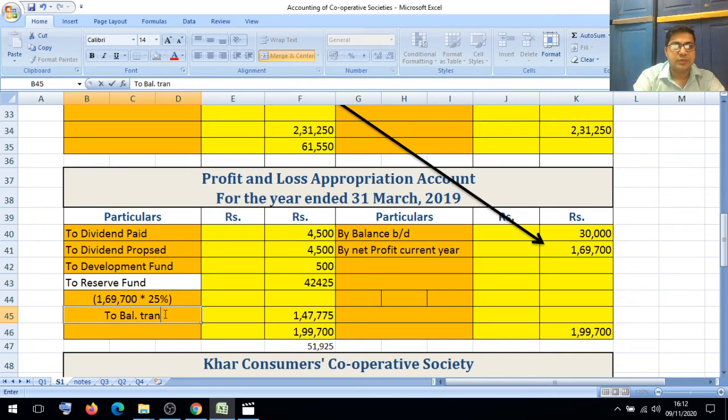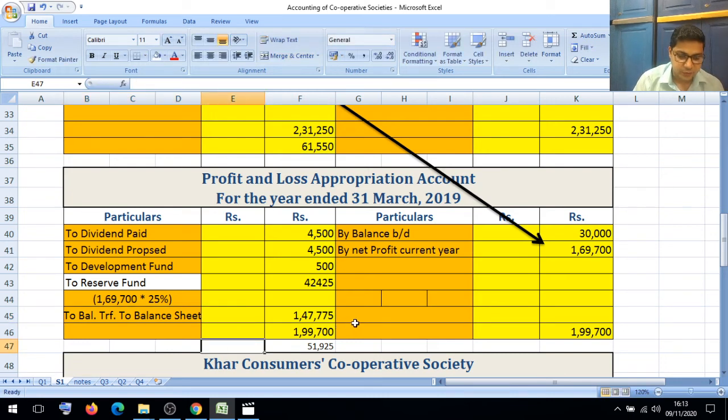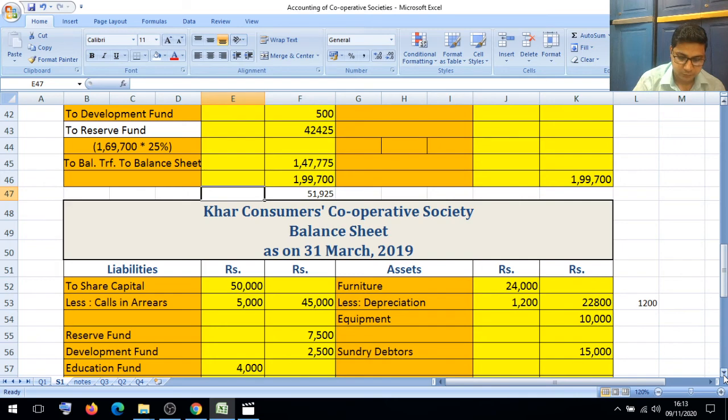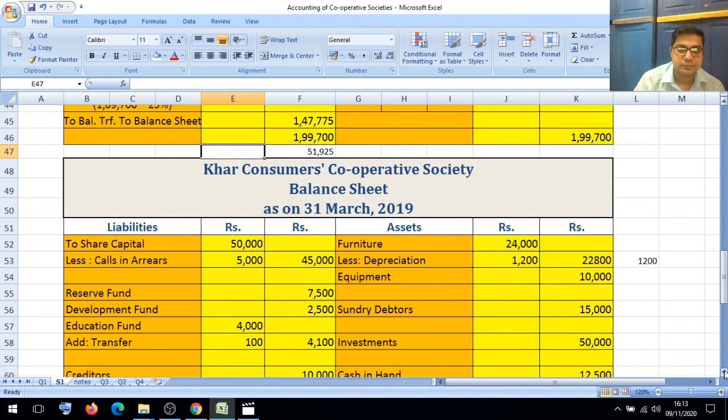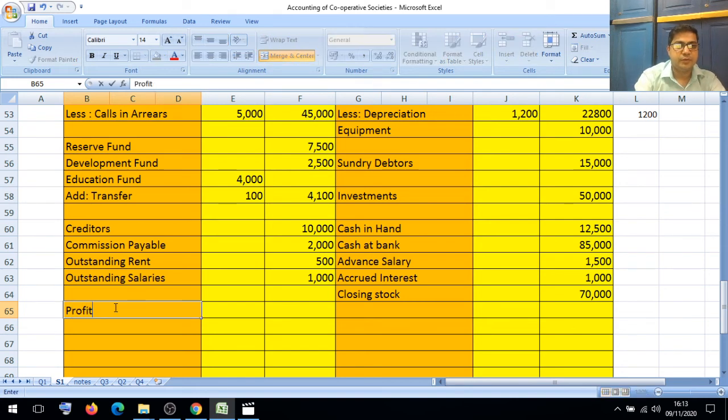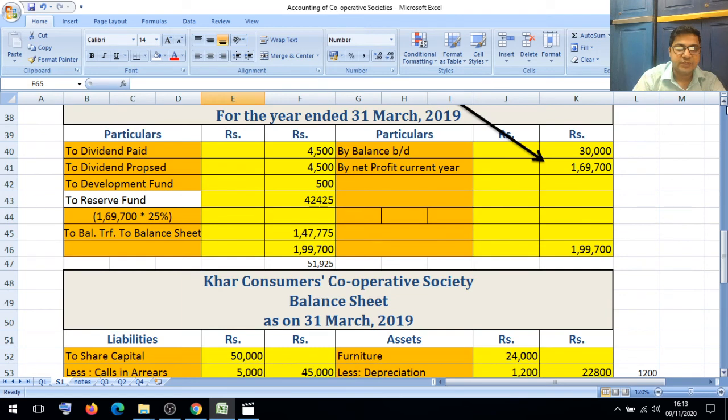to be transferred to the balance sheet. It is 1,47,775 that we have to transfer to the balance sheet. So we will transfer this particular balance. Where will we transfer this particular balance? It is transferred to the liability side, and we have to write here profit and loss account, and we will transfer 1,47,775.